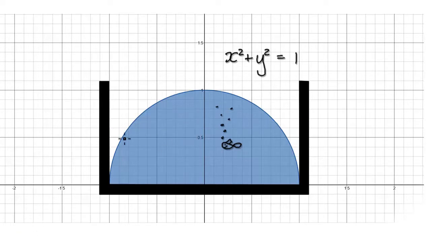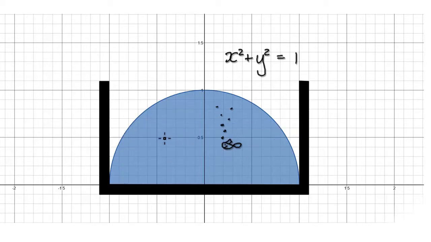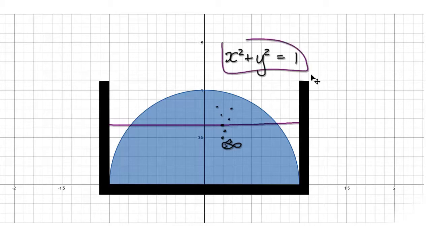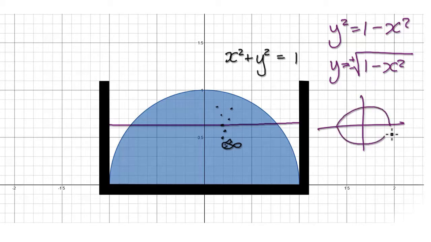Okay, so to do this, when the water settles, let's say it settles around here, the area of this rectangle will be the same as the area of the semicircle. So to find out the height of the water when it settles, let's rearrange this equation first. So y squared equals 1 minus x squared, and then when you square root it, you will get two versions, one positive and one negative. So it will look like this. The positive version would be this. The negative version would be this. Let's forget about the negative version because we're only concerned about the positive.